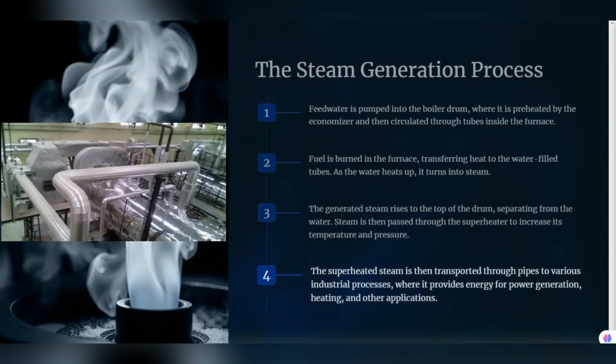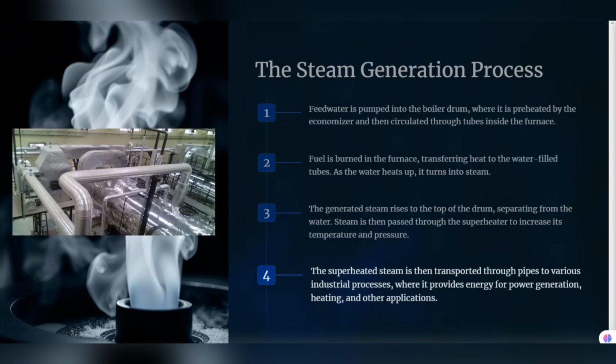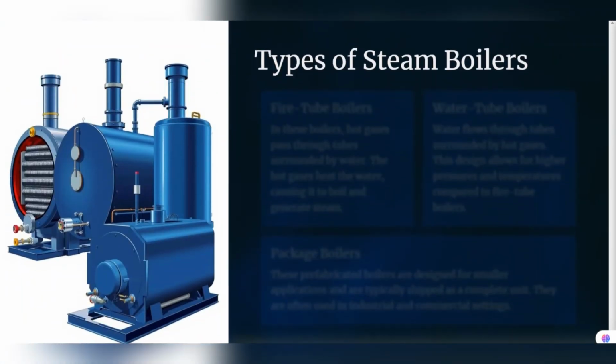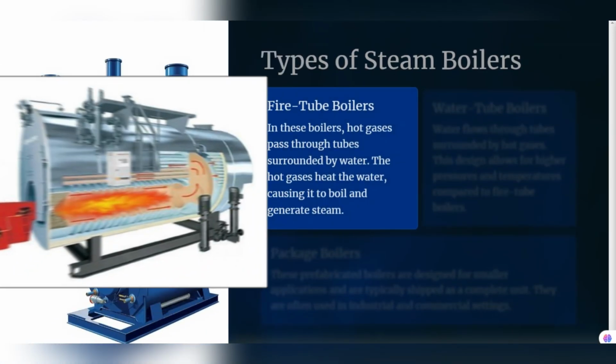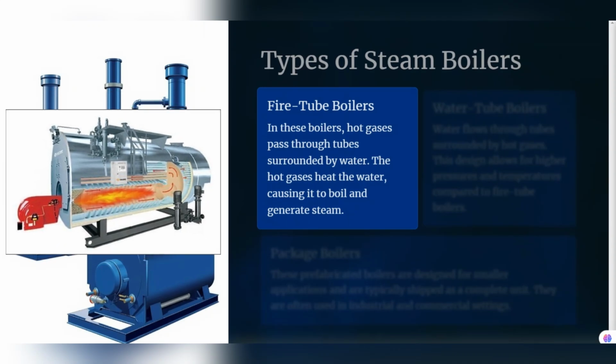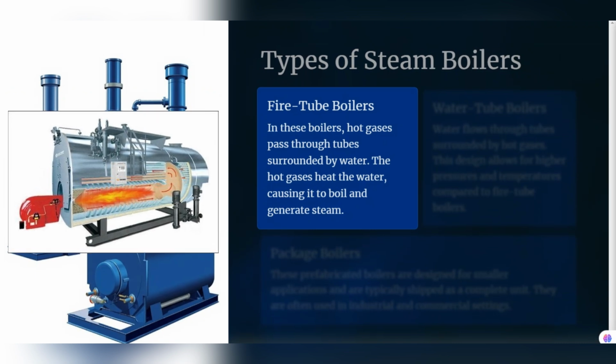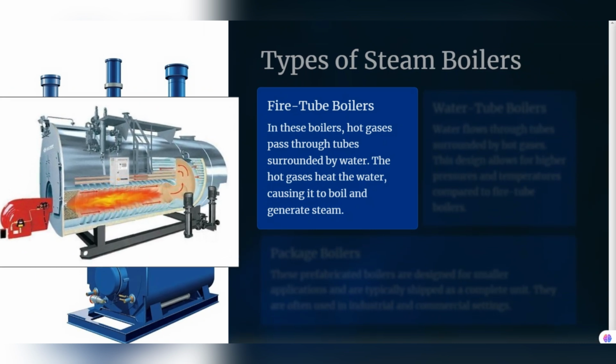4. The superheated steam is then transported through pipes to various industrial processes, where it provides energy for power generation, heating, and other applications. Types of steam boilers. Fire tube boilers. In these boilers, hot gases pass through tubes surrounded by water. The hot gases heat the water, causing it to boil and generate steam.